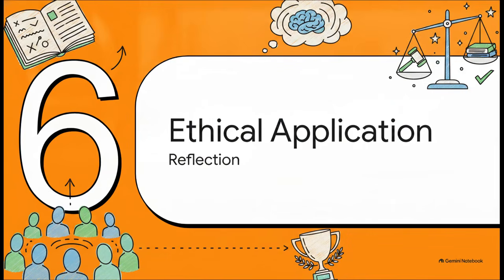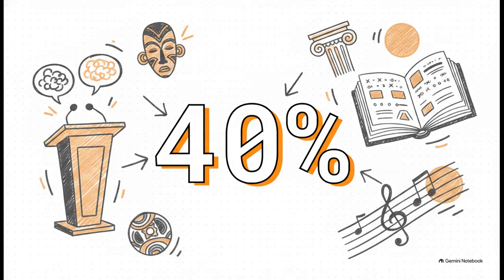Section 6, Application, Assessment, and Reflection. It's time to wrap things up and get you ready for your mini conference group activity where you will prove you are responsible artists. As you prepare your presentations, keep this big number in mind. 40%. That's the grading weight focused directly on your understanding of these cultural concepts.